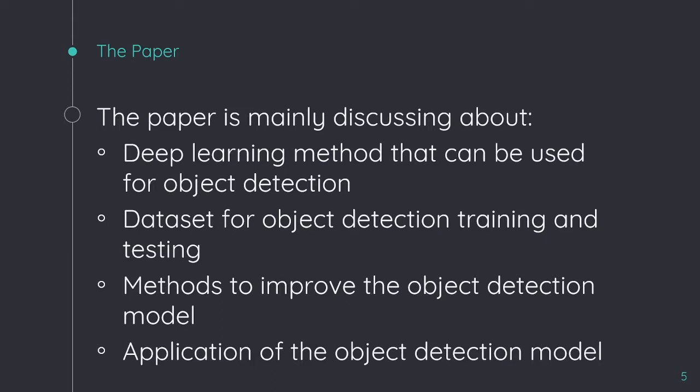The first is the deep learning methods that can be used for object detection. Second is the dataset that will be used for object detection training and testing. The third is the method to improve the object detection model. And the fourth is the application of the object detection model in real life.